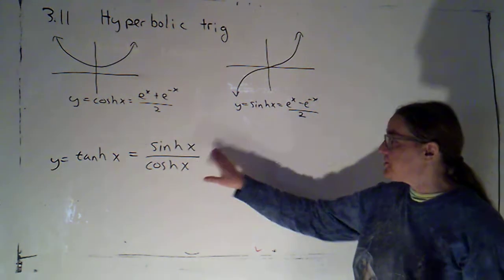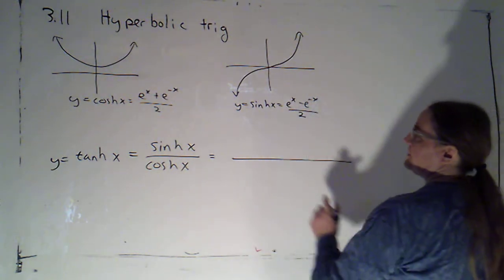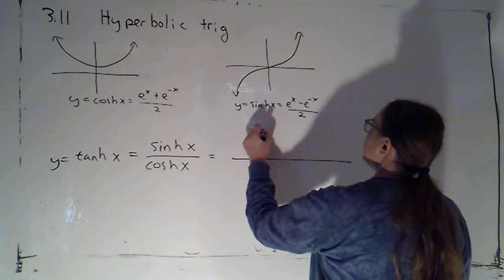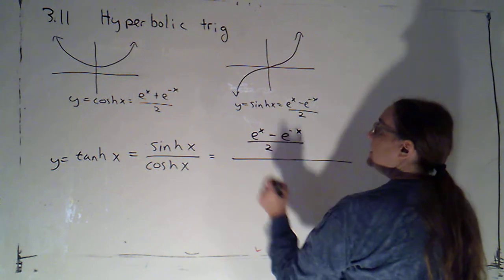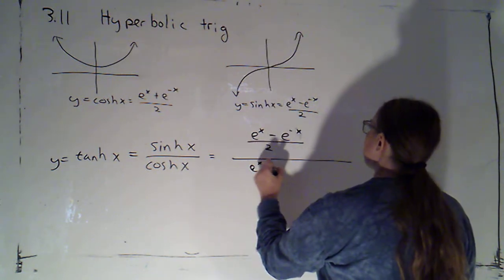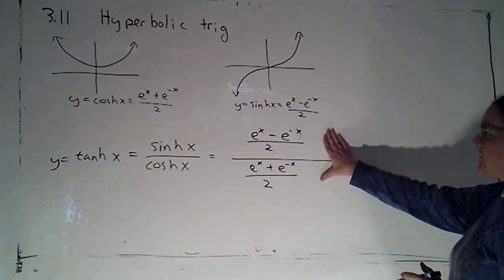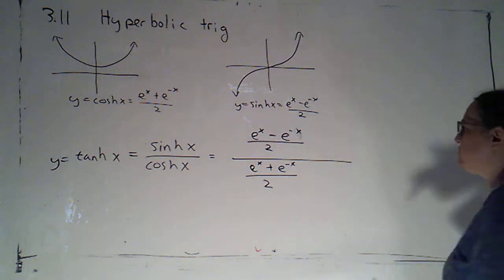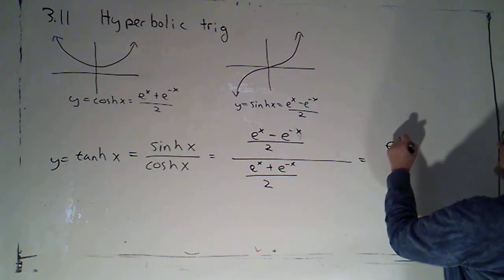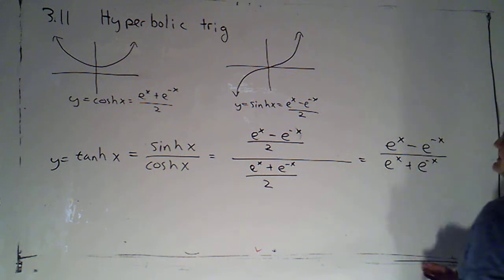So I can write tanh in terms of sinh and cosh, but I can write sinh and cosh in terms of the exponential function. So sinh was e to the x minus e to the negative x over 2. Cosh is e to the x plus e to the negative x over 2. Now that gives me a complex fraction, but if I were to actually do this division, I would just flip and multiply, and those 2's would cancel. So it ends up being e to the x minus e to the negative x over e to the x plus e to the negative x.